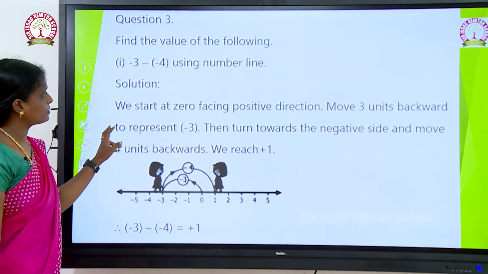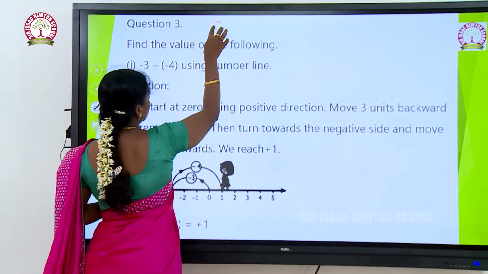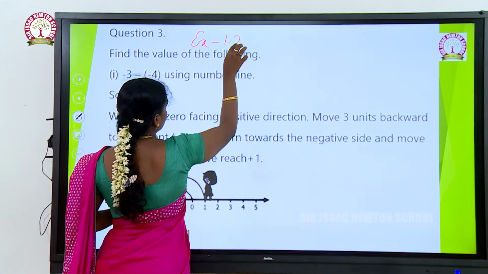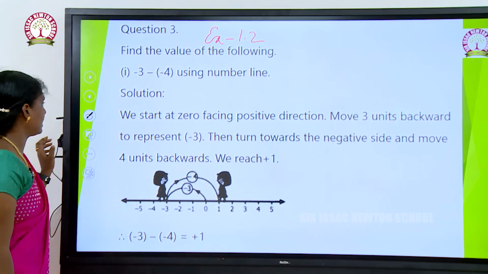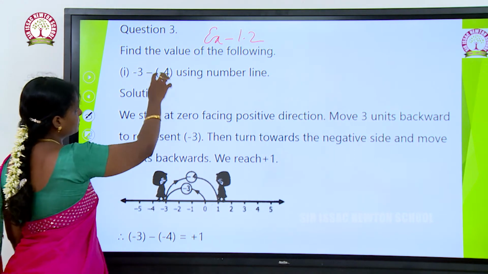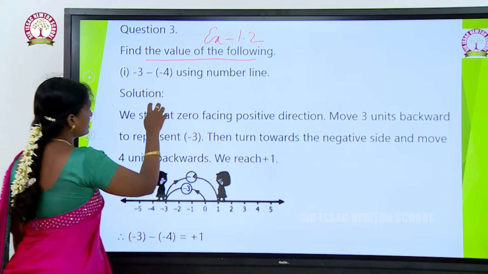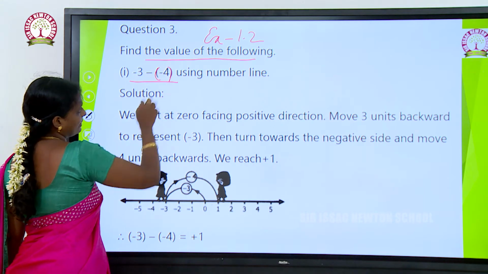So today we are going to continue with exercise 1.2. I have given this as homework and today we are going to solve this in class. Question number 3 is: find the value of the following. First question, minus 3 minus of minus 4.